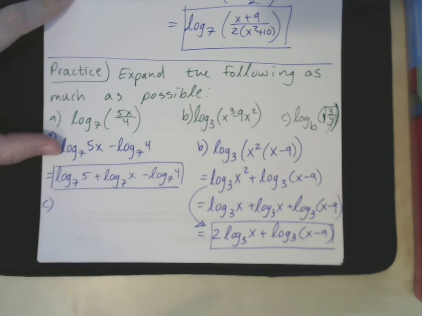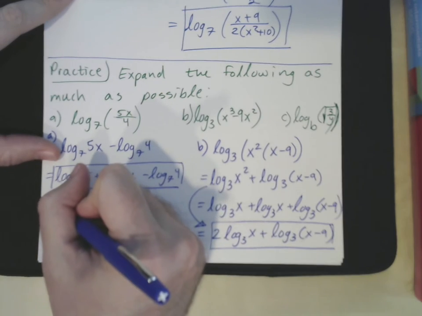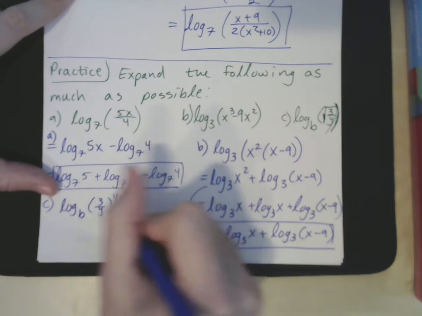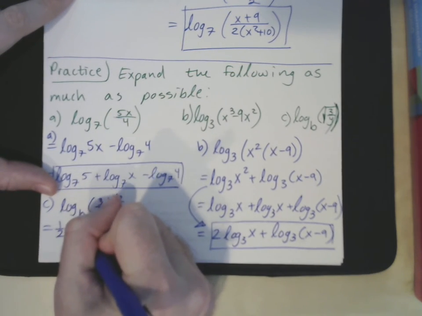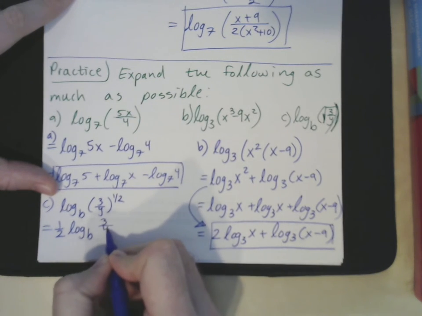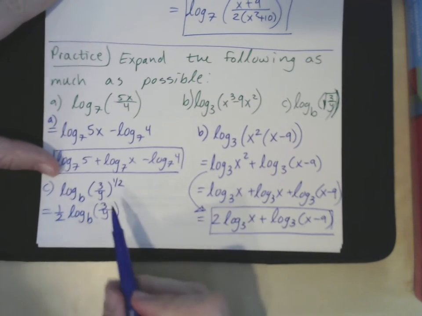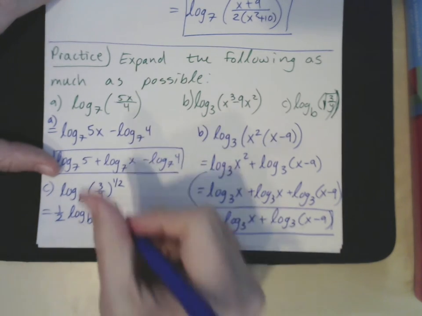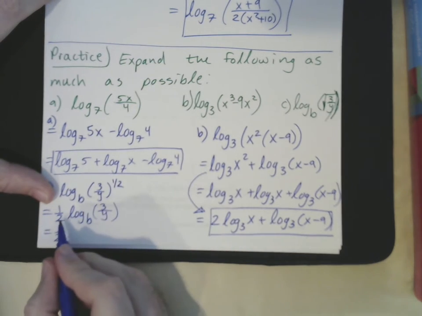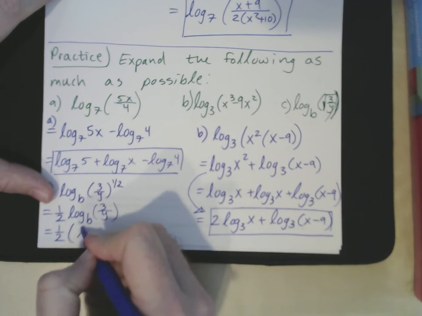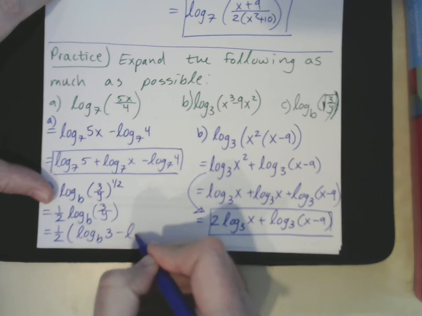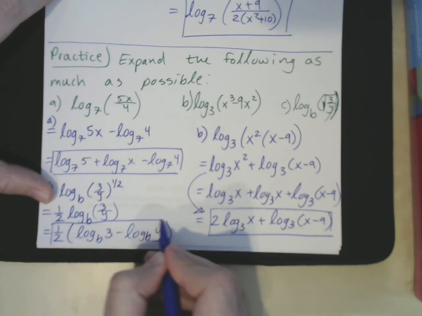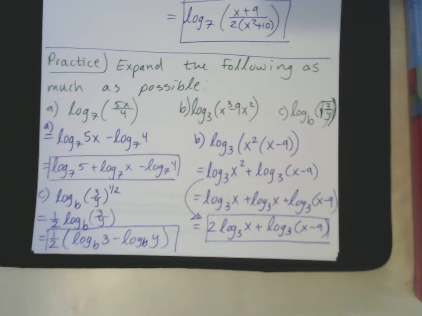And then in part C, this is a 1/2 power, so I'm going to rewrite this as log base b of 3 over y to the 1/2. That's going to allow me to bring the 1/2 down to the front, 3 over y. One thing to note is you can't do your division split until it's just the division. So if you have an exponent, you need to make sure you bring it down first. Then this becomes 1/2. Now the 1/2 is being multiplied by the whole thing, so we need parentheses here: log base b of 3 minus log base b of y. And that becomes our final answer for that one.